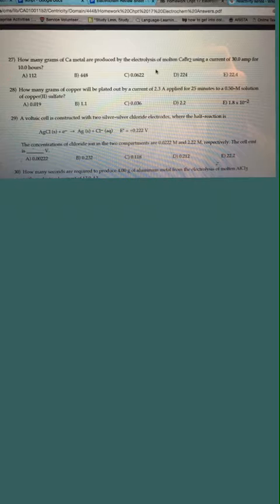Let's look at question 27. We need to know Faraday's constant for this, which is 96,500 coulombs per mole of electrons. So let's start with the time that's given to us, 10 hours. Let's convert that to seconds, 3,600 seconds per 1 hour, right? Now let's convert this time in seconds to coulombs using the amps that's given to us. So amps can also be converted to coulombs over seconds. So 30 coulombs over 1 second.